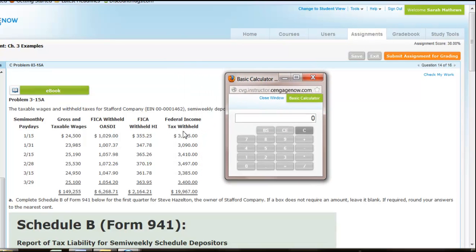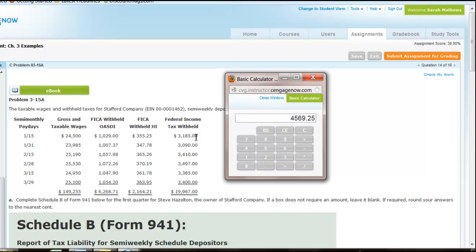Alright, so first thing I'm going to add all three of these together. Okay, so I have 1,029 plus 355.25 plus 3,185, and that's the employee's portion. So I'm going to write that down. That's 4,569.25 because we're going to want to remember that.